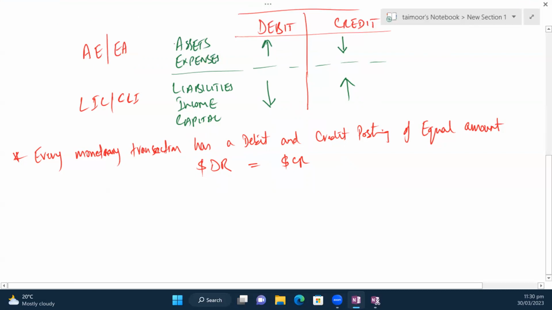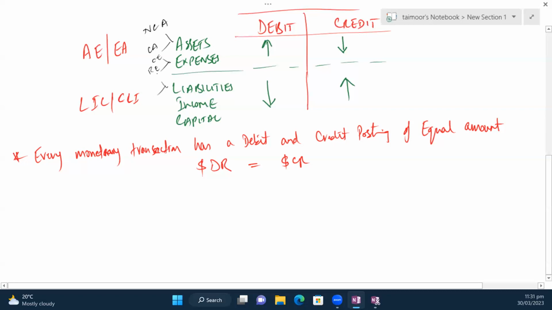Assets, you find them in SOFP. In SOFP, under assets you have two broad categories, non-current assets and current assets. Expenses, you find them in income statement. Under expenses you have capital expenditure and revenue expenditure. ठीक है जी. Revenue expenditure is in the income statement. Capital expenditure comes in the statement of financial position.